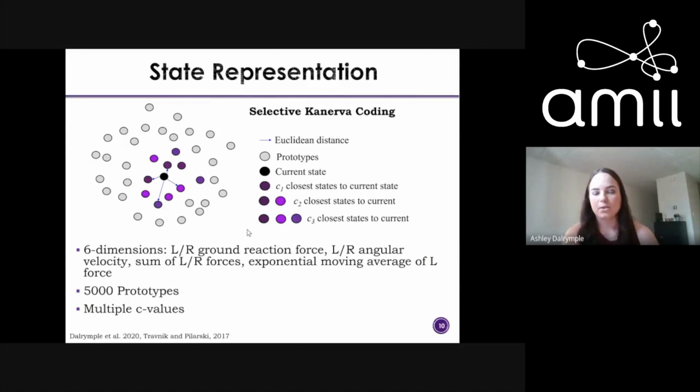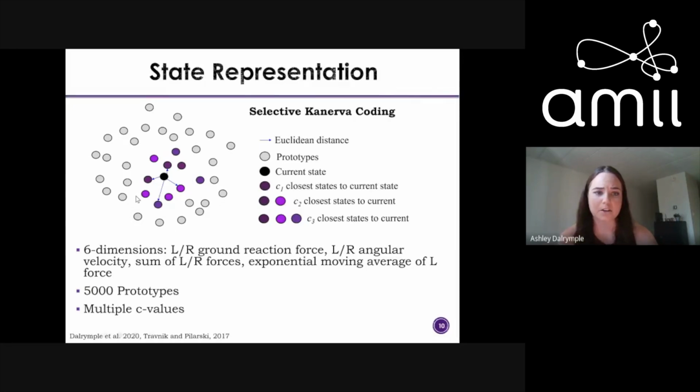I will also point out that we did not use tile coding. So courtesy of Travnik and Pilarski, we decided to implement selective Kanerva coding for state representation. So I chose this largely because I was actually working in MATLAB and not Python. So I had to recode everything, and it was really easy and really simple to implement selective Kanerva coding, but I also thought it was just elegant and simple in the way it's implemented.